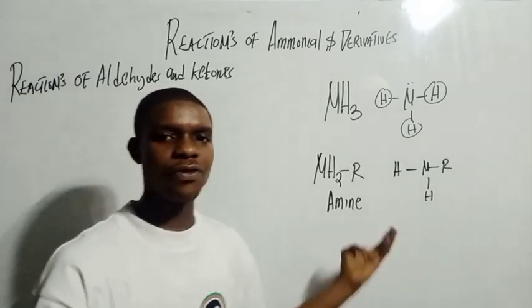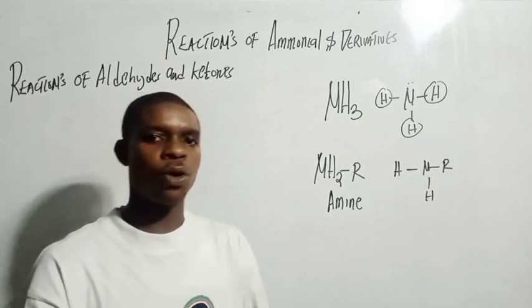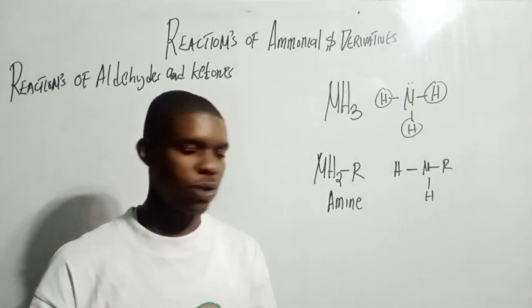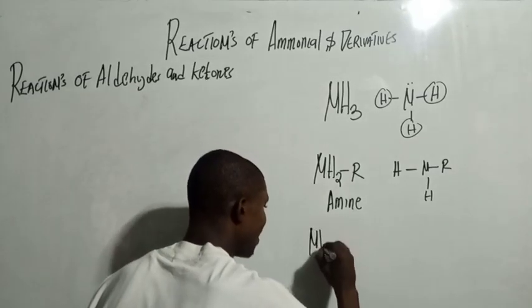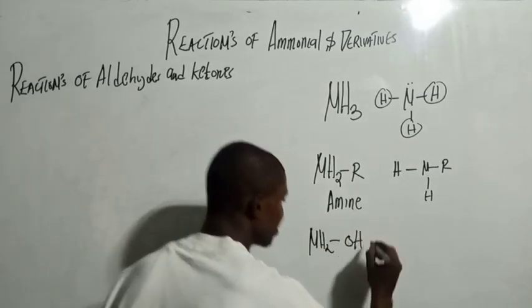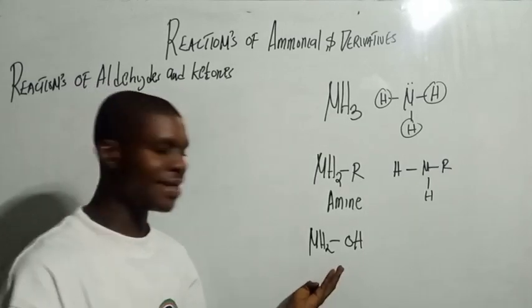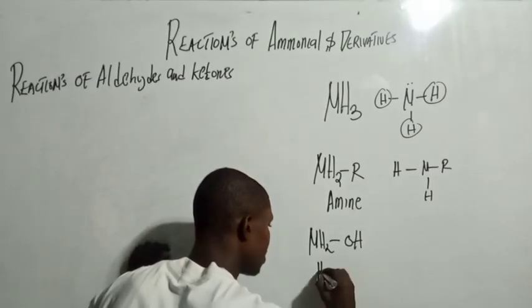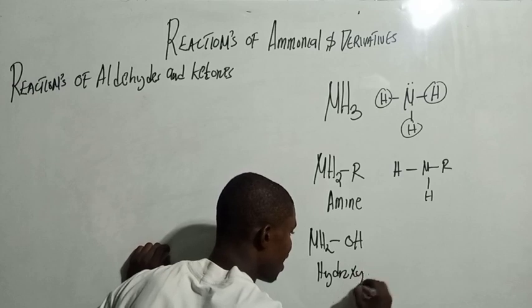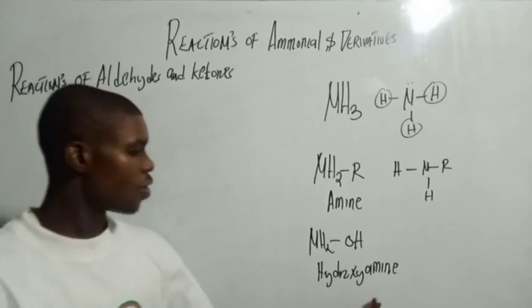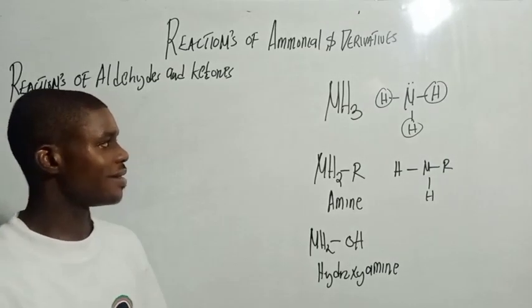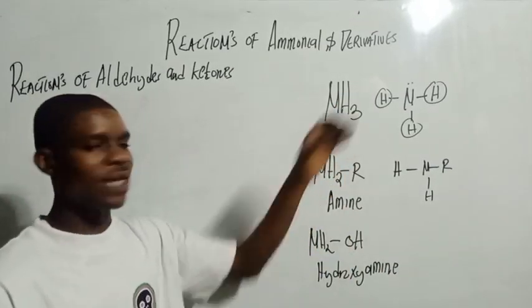I have done a complete video on the nomenclature of the amine. I also leave it in the description below. Then, for example here we have NH2OH. This is called hydroxylamine. Just as it's called hydroxylamine. Now, these are the derivatives of the ammonia.